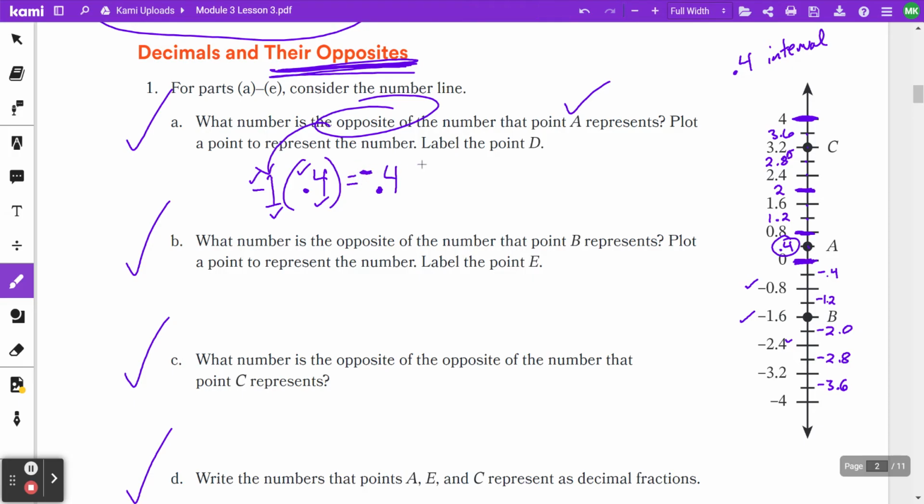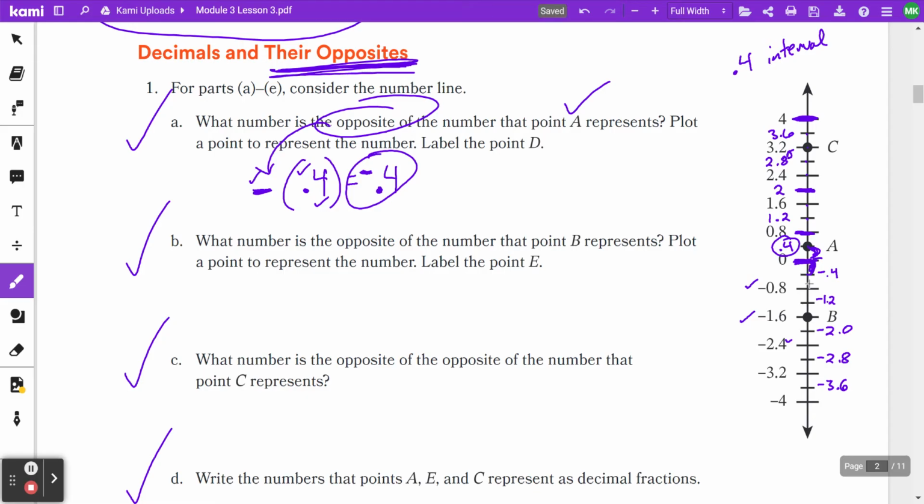Normally I don't write the 1. It's understood that if you just have that negative outside the parenthesis, you're multiplying by a -1. So here's my answer, but they want to show it on the number line. I'm doing the same distance from 0 on the other side of 0. If I'm 0.4 going this way, then I'm negative 0.4 going that way.